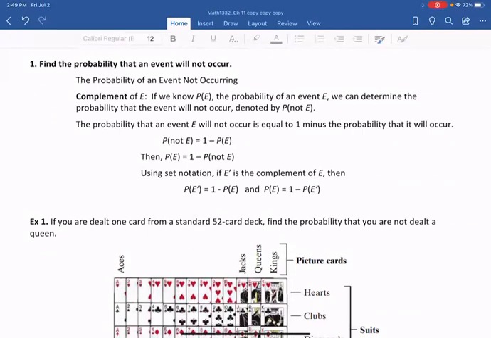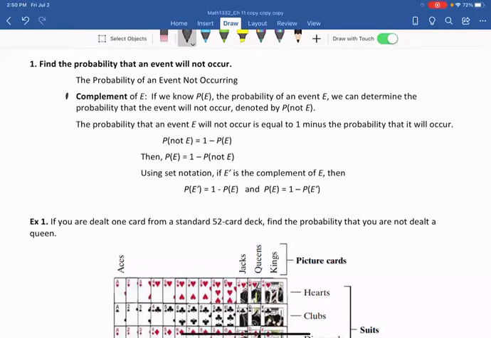Okay, first one, find the probability that an event will not occur. We learned before that the event will occur, and now what's the probability of an event will not occur? Here, the complement of the event E. If we know the probability of E, we can determine the probability that the event will not occur, denoted by P of not E.